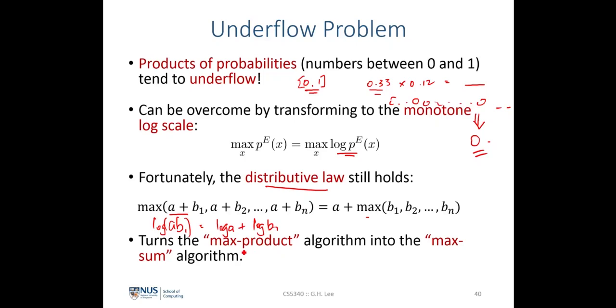And as a result, we have turned the max product algorithm into a max sum algorithm. Instead of the product, we are now using the logarithm to convert the product into a summation, as shown in this step over here. Interestingly, the underflow problem does not exist in the marginalization or the sum product algorithm.